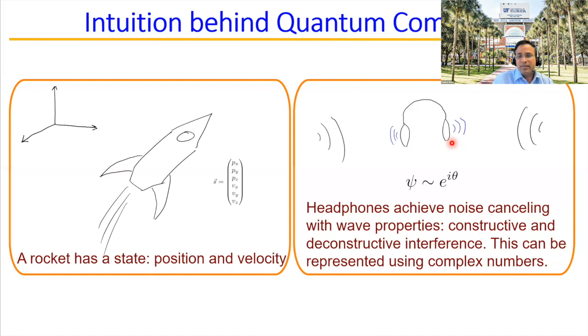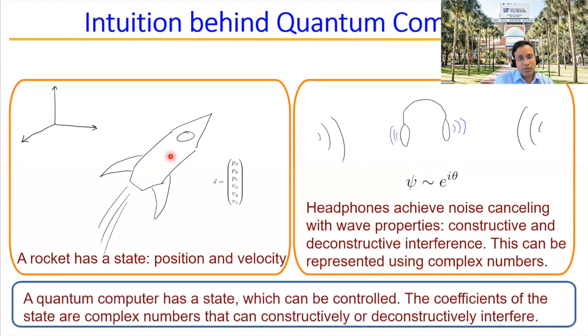Your headphone, or at least the expensive one, achieves noise cancelling with wave properties, constructive and destructive interference. And this can be used as a complex number. Now, if you think of the rocket as a human, it's really noisy. So put the headphone on top of the rocket. What we have is a quantum computer. A quantum computer has a state which can be controlled, and the coefficients of the states are complex numbers that can constructively or destructively interfere.